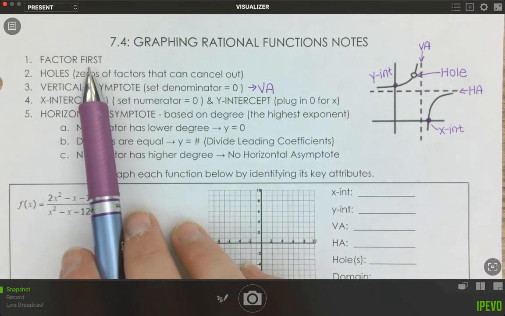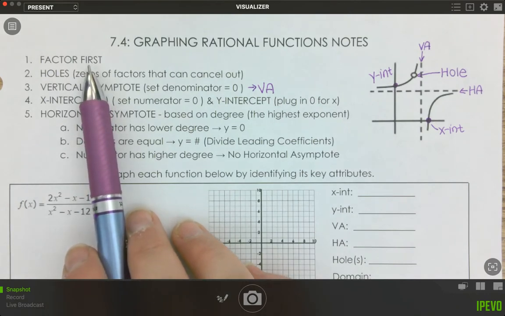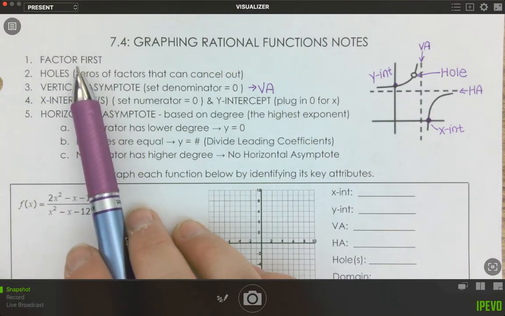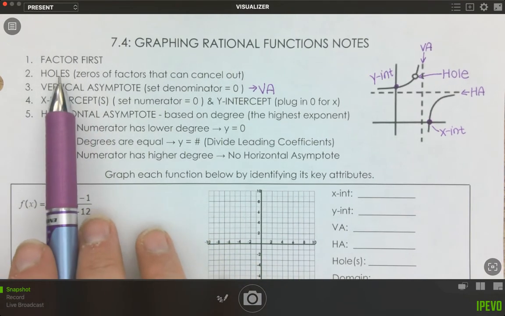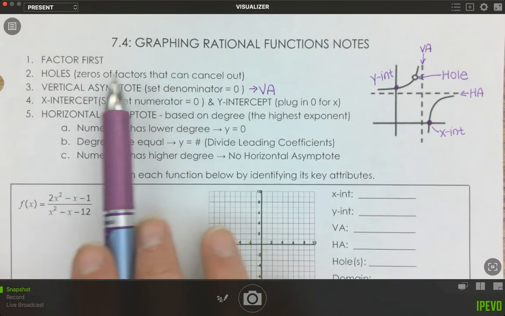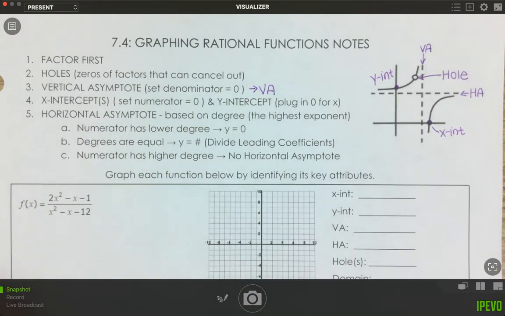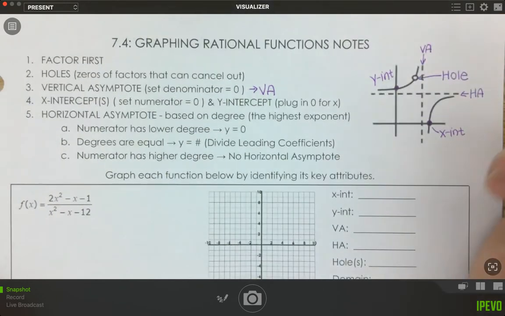So first thing is you've got to factor first. If you haven't gotten onto that this unit, I don't know where you've been. Then everything kind of falls into place afterwards. If there are any factors that cancel out, the zeros of those factors are what cause the hole. Since they're not in the problem anymore, they sort of just go away. But when they go away, they leave behind a hole.